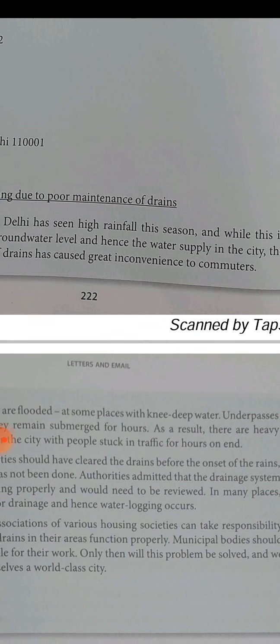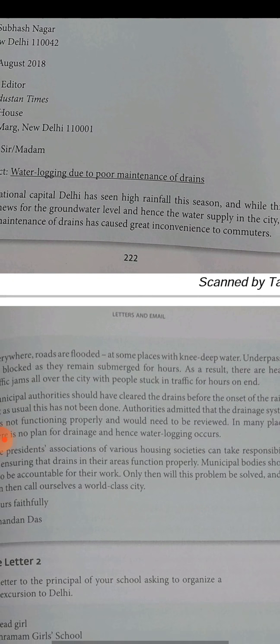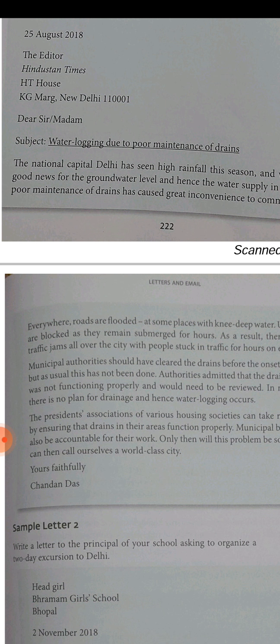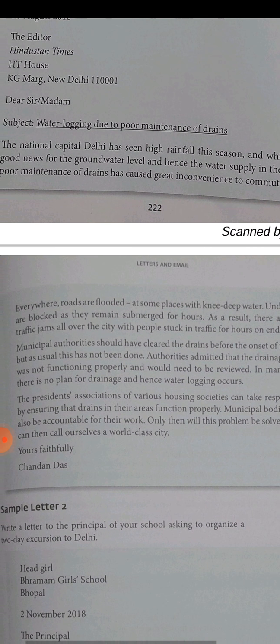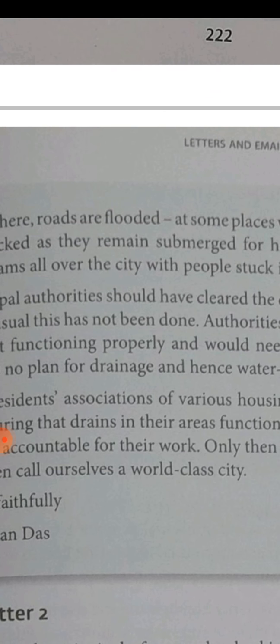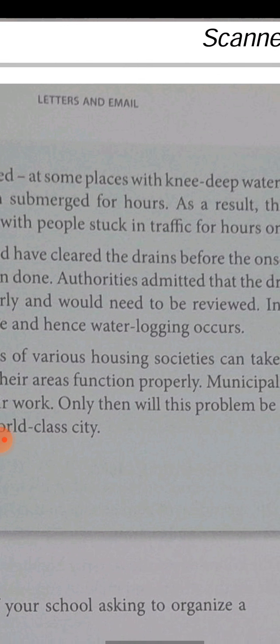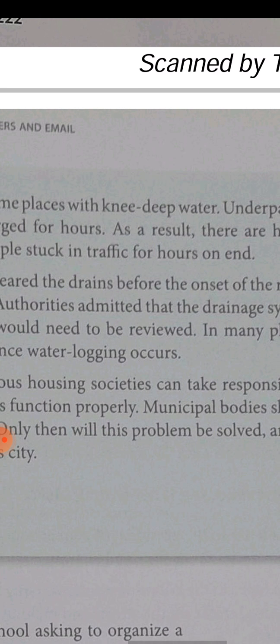So what they are saying is that during rains the roads get filled with water, and this is due to poor drainage system. Everywhere roads are flooded, at some places with knee deep water. So at some places the water is knee deep, means it comes up till your knee.